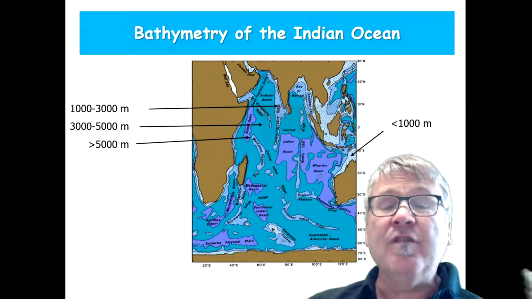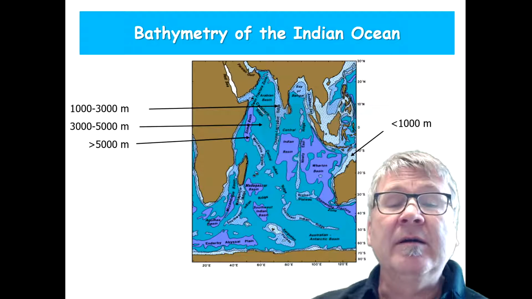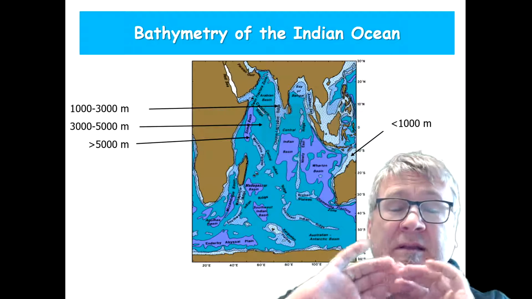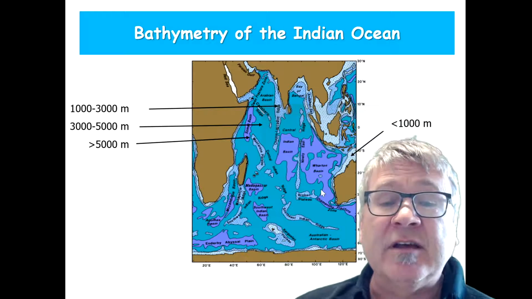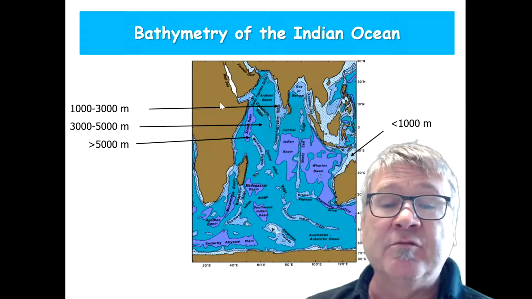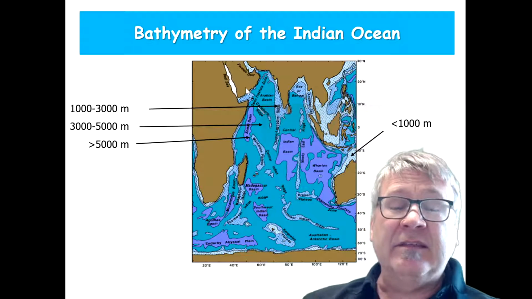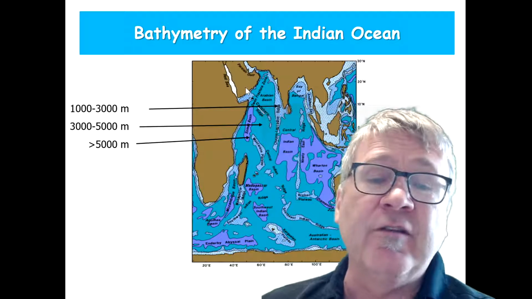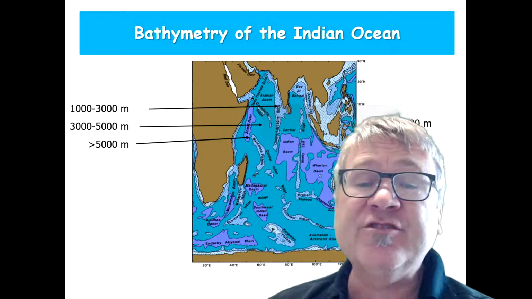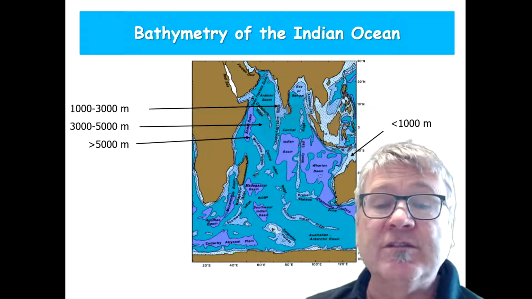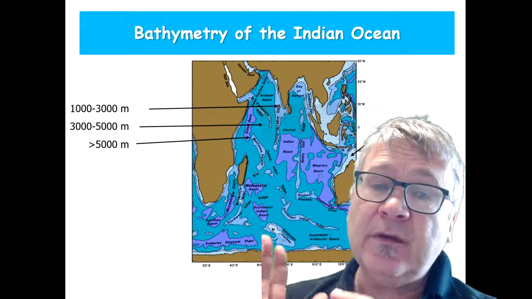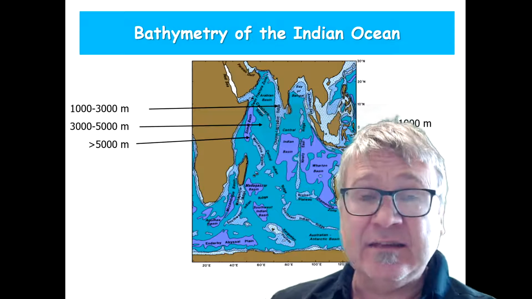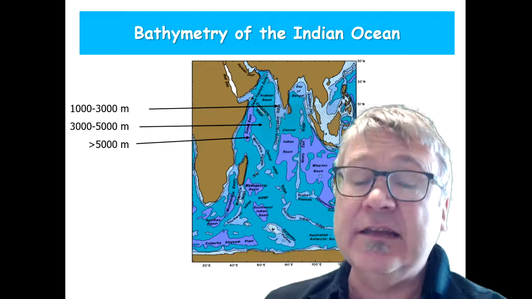In terms of the surface water structure, what we do is we look at specific areas. There are outflows from the Red Sea and from the Persian Gulf, and I will give you a first example of what an inverse estuary is, because the outflows from these regions are hypersaline. Okay, hypersaline, they have a high salinity.